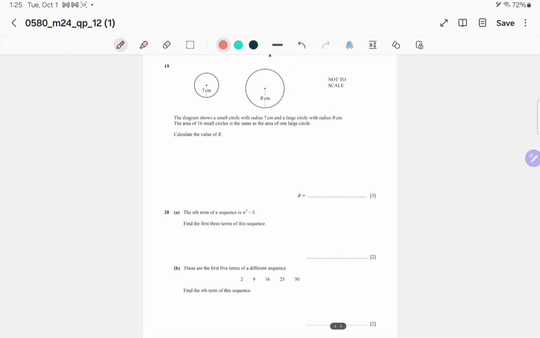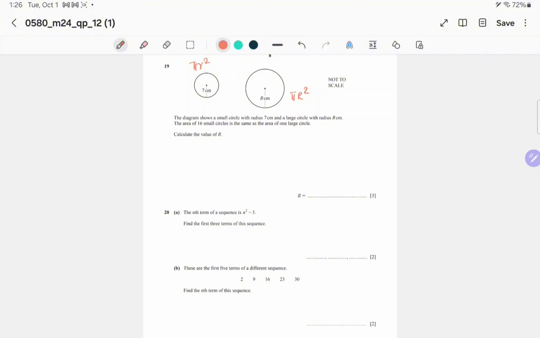This is the 19th question. Now we are going through it. Here are two small circles. The diagram shows a small circle with a radius of 7 centimeters and a larger circle with a radius of r centimeters. The area of 16 small circles is the same as the area of one large circle. So the area of the small circle, how will you represent it? The area of the small circle is pi r squared. And the area of the larger circle we will keep as pi r squared, which is larger. So area is the formula.